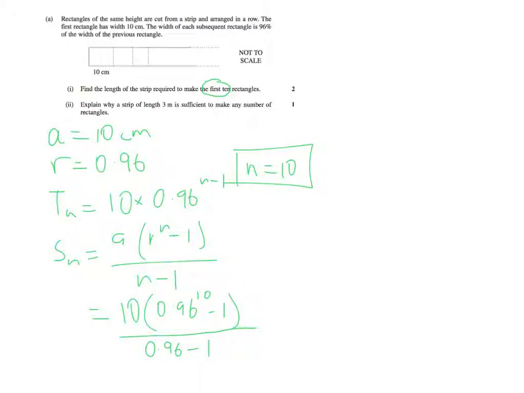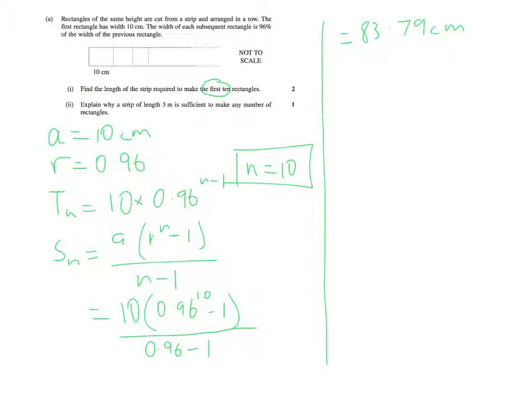I've used this formula in its standard form here. You will see sometimes, if the ratio is less than 1, people rewrite this as 1 minus r to the n over 1 minus r. It doesn't really matter. You'll end up with a negative over a negative. It comes out the same. And what we end up with as our answer is 83.79 centimetres. Now that makes sense if we think about it. The first one's going to be 10, then 9.6, then a little bit less, a little bit less than that again. So 10 strips is going to be about 83 centimetres.